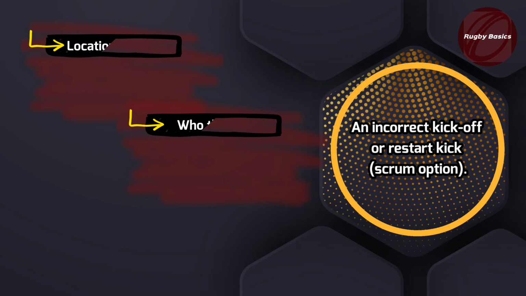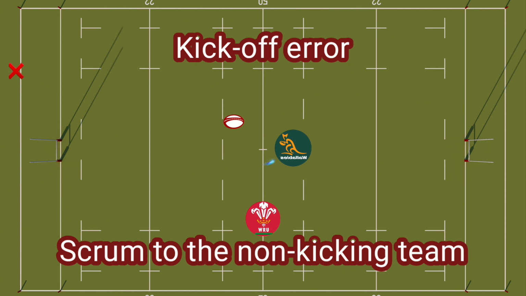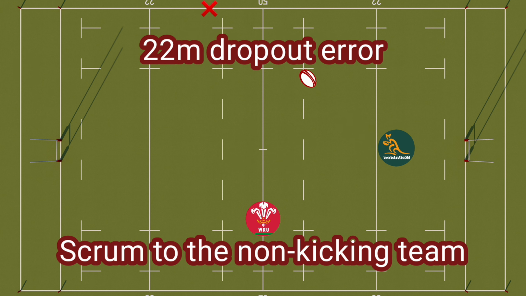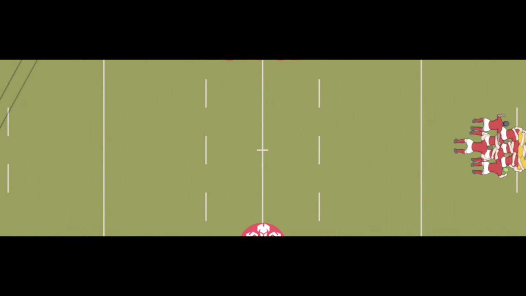Any failed restart or free kick will always have the option for a scrum to the non-offending team. So when you make an error at the kickoff and it goes into touch or over the dead ball line, scrum here. Error made for the 22 dropout, the scrum option would be there. And then if you made an error with a goal line dropout, maybe kicked it directly into touch, the scrum would be in the scrum zone, but still in the middle.